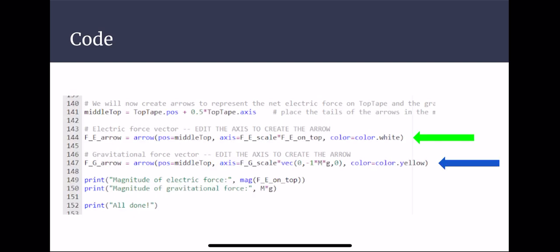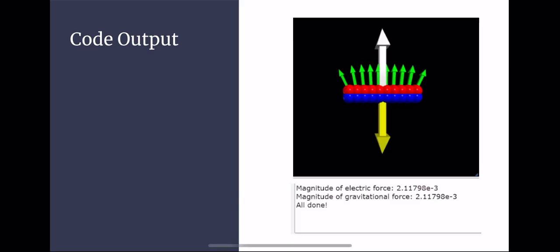Lastly, I was able to create arrows in the visual output to represent both the electric force and the gravitational force, as seen by the green and blue arrows respectively. Finally, all of this code combines to produce the output of the code on the right. The green arrows represent the electric force acting on each small piece of the top tape. The white arrow represents the total net electric force acting up, and the yellow arrow represents gravitational force acting downwards, which are equal in magnitude and opposite in direction, as you can see in the output text.